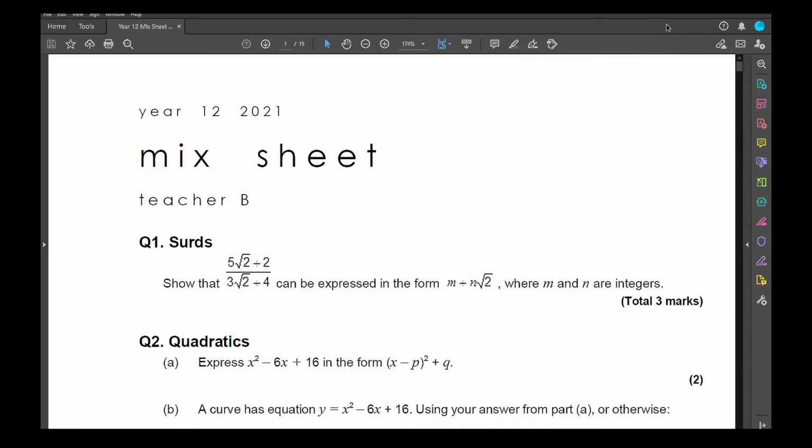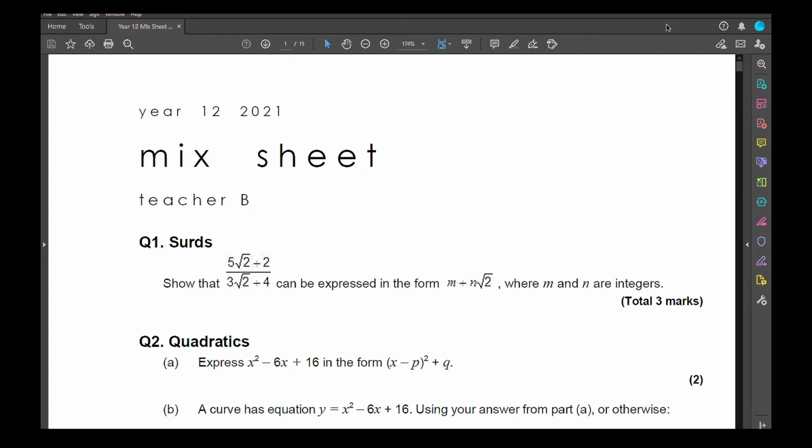Now I will include a copy of this mix sheet in the description below for you to download, or what you can do is pause the screen on each of the questions. I will go through the questions rather slowly for you to pause the video, and then as soon as I've gone through it I'll go through the answers.